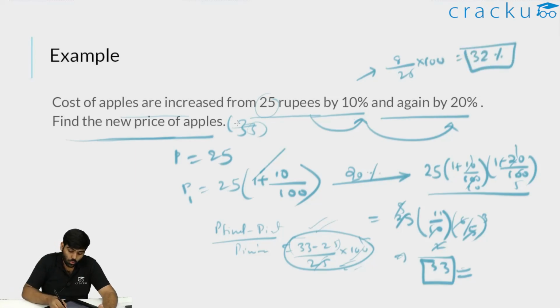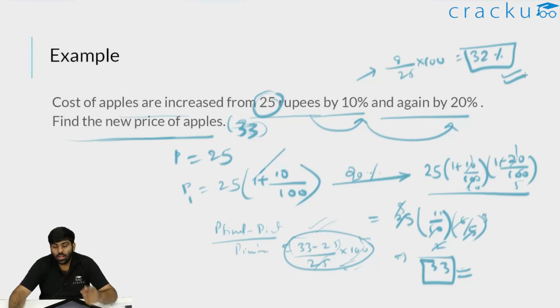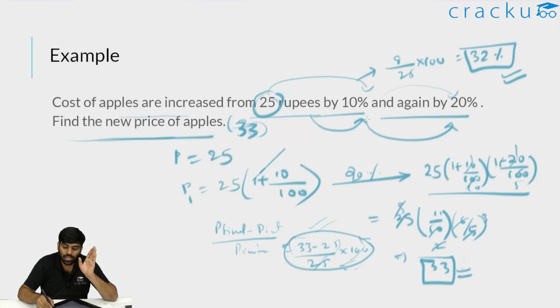So the new price of apple is 33, the original price is 25, and the effective percentage increase in the price is 32%. If one statement says the price has been increased from 25 rupees by 32%, and another person says the price has been increased from 25 rupees by 10% and again by 20%, both are exactly the same, because the final price will be the same in both cases, whether increasing step by step by 10 and 20, or at once by 32%. So this is what you have to understand. I hope this is clear. Let's move forward.